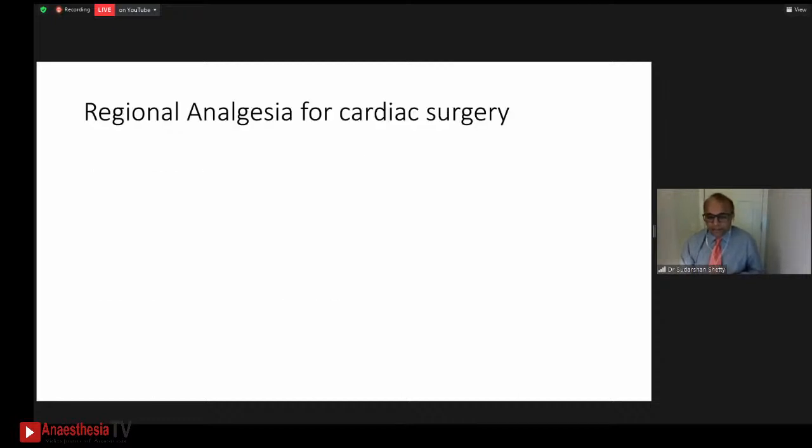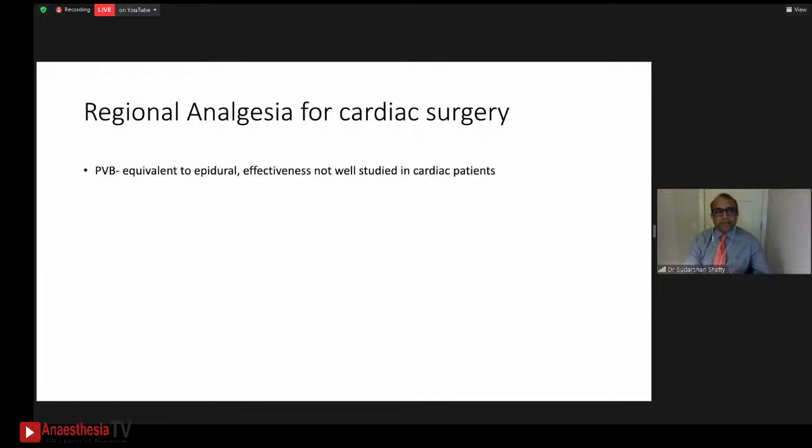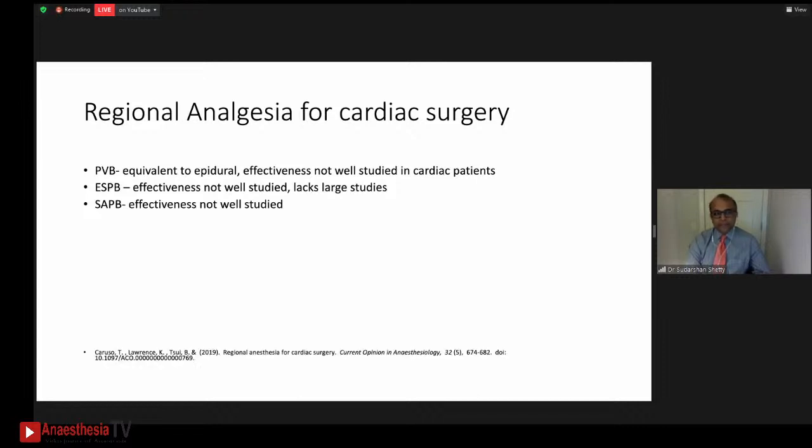So regional anesthesia for cardiac surgery, again, much talked about, but what is the evidence behind this? Paravertebral catheters, very popular. Some say it's as good as epidural catheters, but the effectiveness is not well studied in cardiac patients. What about erector spinae? Again, effectiveness is not well studied. We don't have large studies to look at this. Serratus anterior plane block, effectiveness is not well studied. That's a study from Current Opinion in Anesthesiology that talks about this.